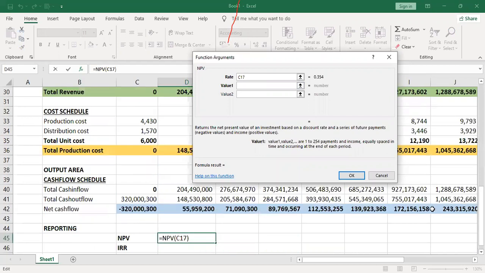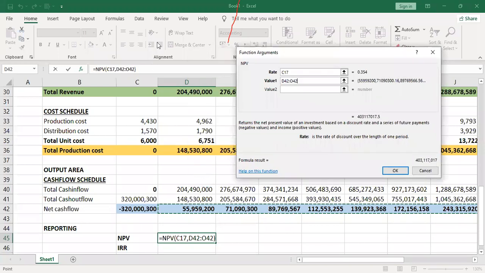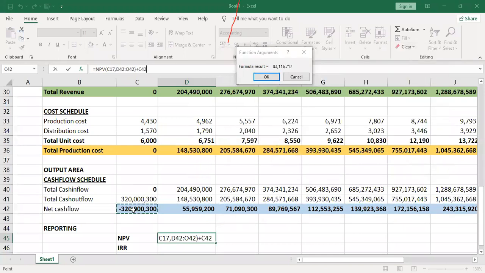After selecting the net cash flows from year 1 up to year 12, you click at the end of the bracket in the formula bar, plus, and then you click on the net cash flow in year 0, and then you click on OK.